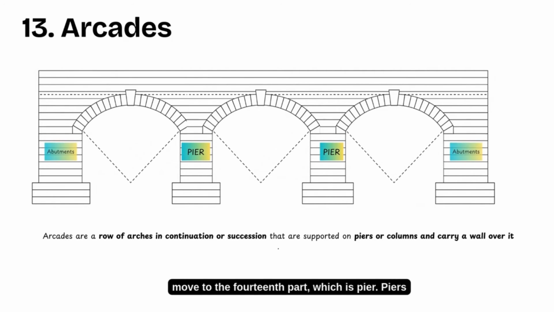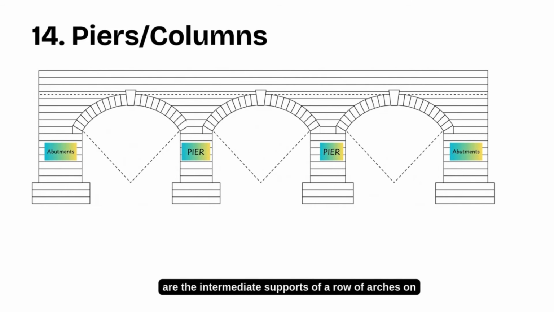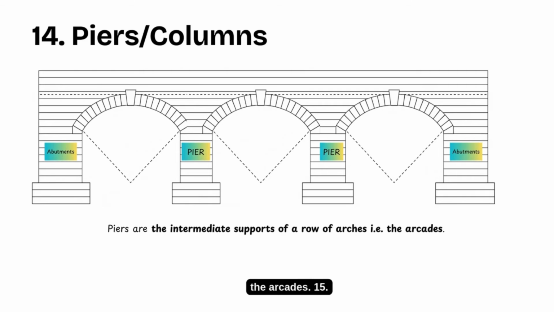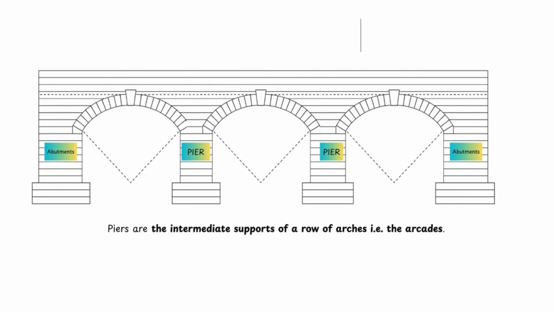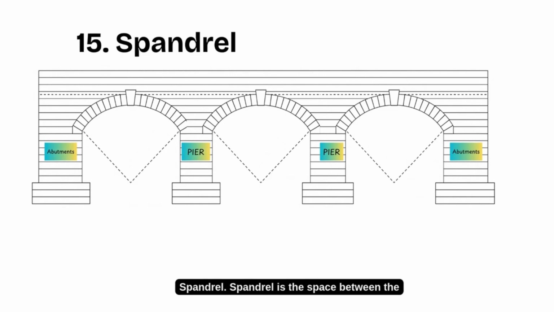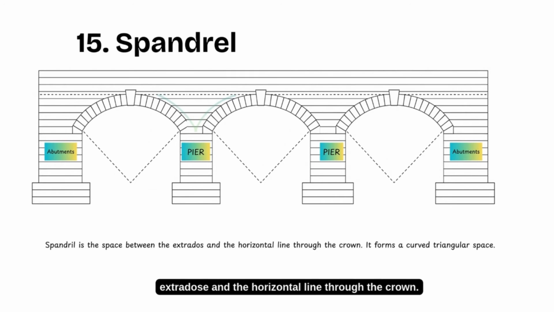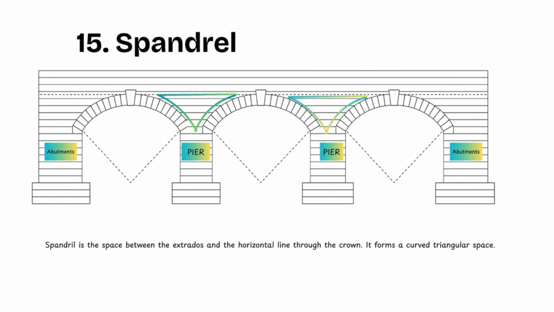So, we move to the 14th part, which is pier. Piers are the intermediate supports of a row of arches, the arcades. 15. Spandrel. Spandrel is the space between the extrados and the horizontal line through the crown. It forms a curved, triangular space.